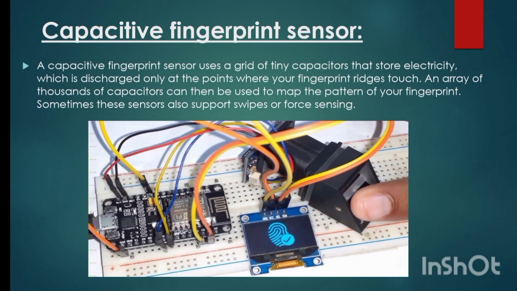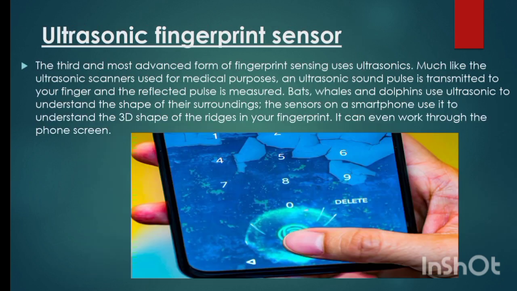Capacitive fingerprint sensors. A capacitive fingerprint sensor uses a grid of tiny capacitors that store electricity, which is discharged only at the points where your fingerprint ridges touch. An array of thousands of capacitors can then be used to map the pattern of your fingerprint. Sometimes these sensors also support swipes or force sensing.